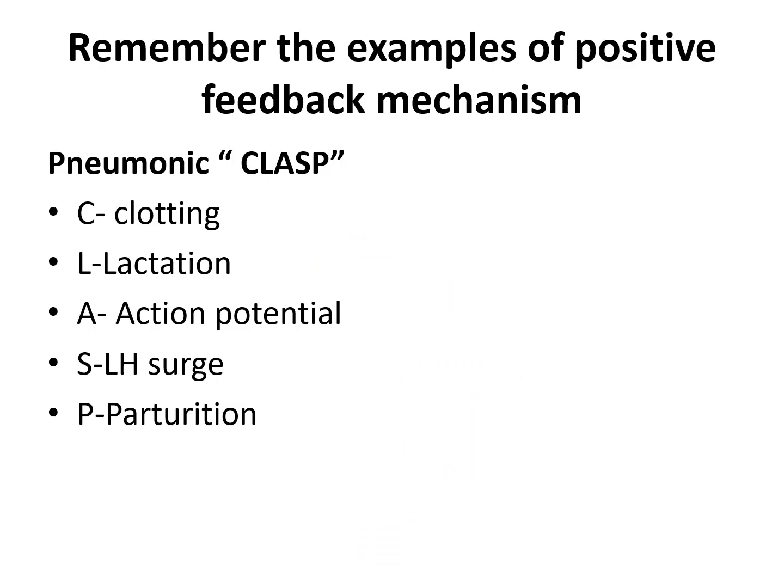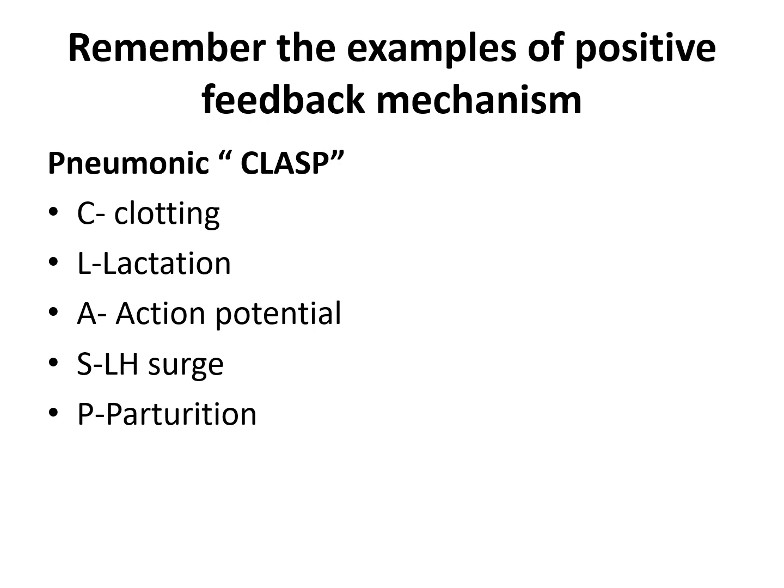So we must remember the examples of positive feedback mechanism. We have a mnemonic, which is CLASP. C for clotting mechanism, that is thrombin, which accelerates the clot formation. L for lactation, that is the milk ejection reflex or milk letdown reflex, which is one of the positive feedback mechanisms. A for action potential, we said Hodgkin cycle, right? So that is also an example of positive feedback mechanism.